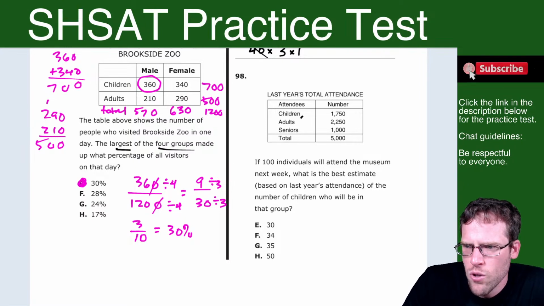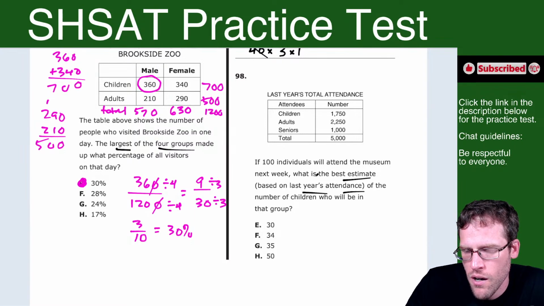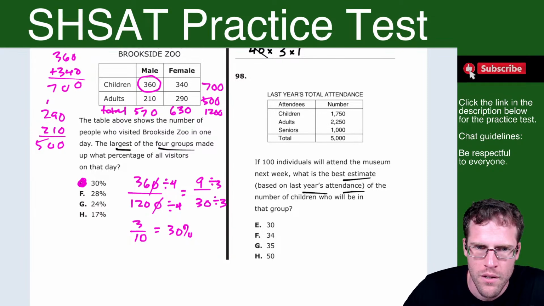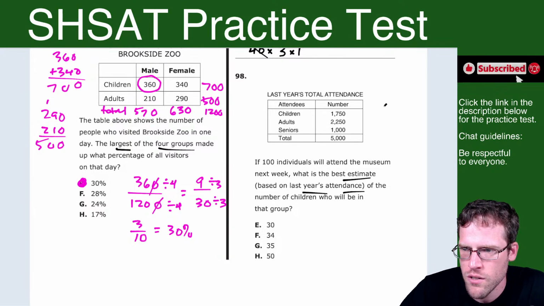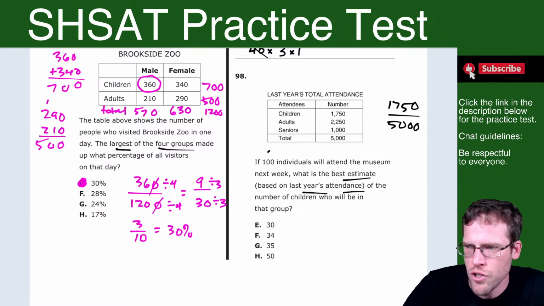So last year's total attendance, children, adults, seniors, total. If 100 individuals will attend the museum next week, what is the best estimate, based on last year's attendance, of the number of children who will be in that group? Okay. So there are 1,750 children out of 5,000. And 100 people are attending.